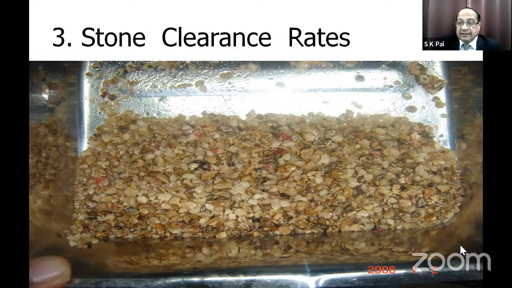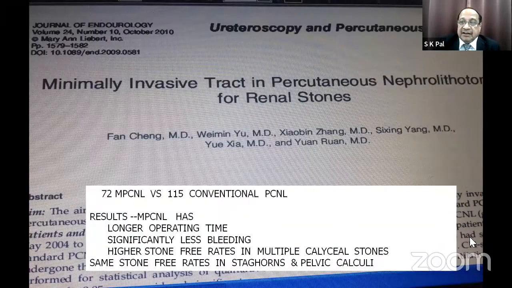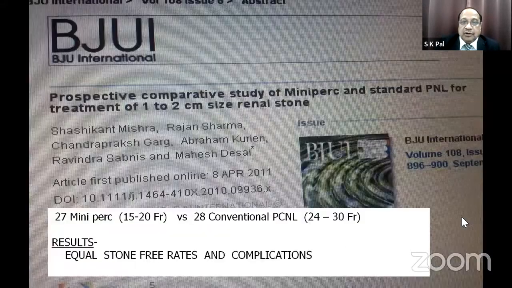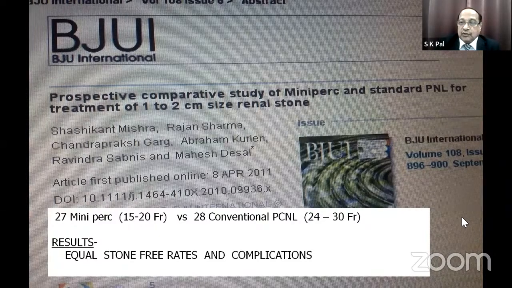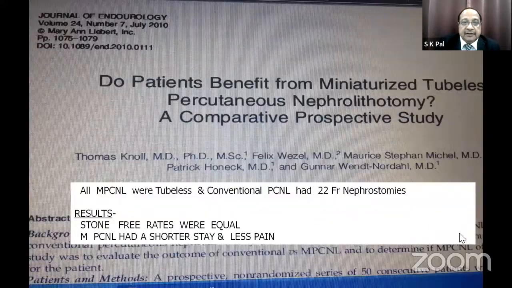Regarding stone clearance, which is better, many direct head-to-head comparisons have taken place, and almost all publications where direct competitions have taken place in the hands of the same surgeons have shown there is no difference in the stone clearance rate, whether you use a mini PCNL or a standard PCNL. There is always an equal stone clearance rate.